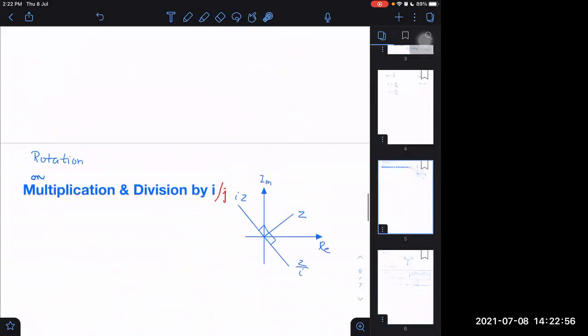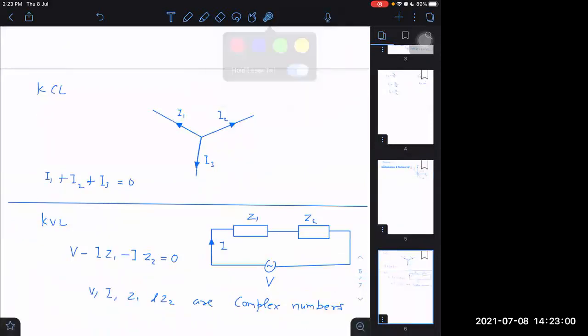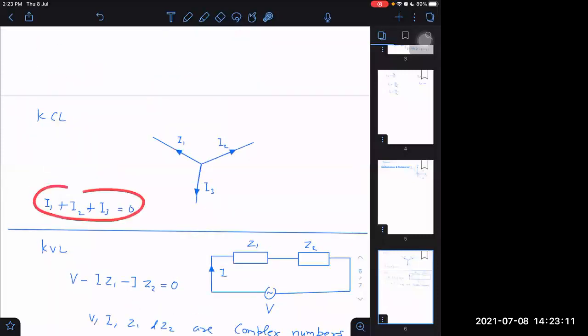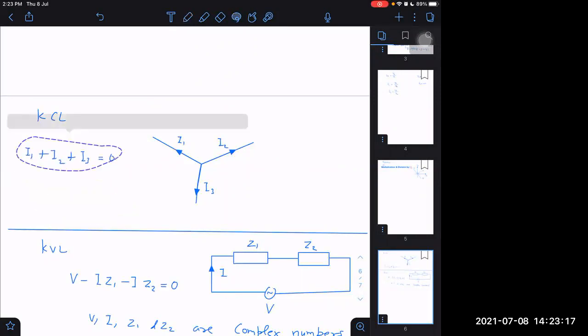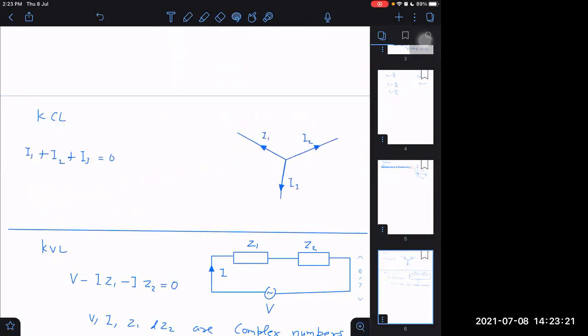So, very good. One more thing I want to say now. If I want to apply KCL, then this is valid. If I want to apply KVL, then this is valid. As usual, you know already. But you may be thinking why I am saying this thing if it is already valid. But understand, this equation is valid.